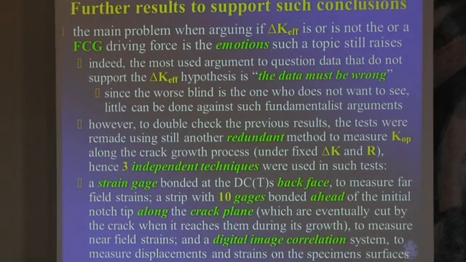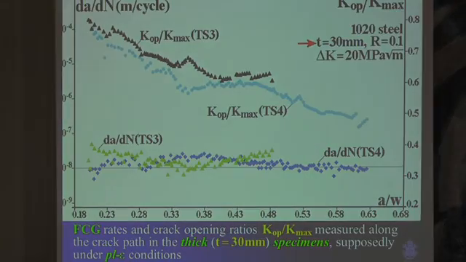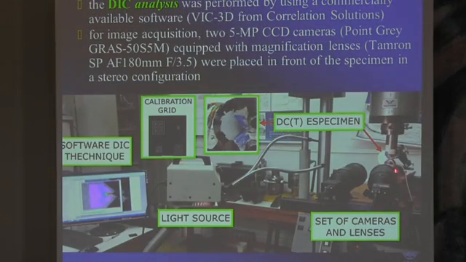The specimen is here. Here are the cameras from the digital image correlation system, illumination system, and we still use the back face strain and the strain gauges in the line of crack growth. So we made at the same time 4 different measurements: compliance measurements in the far field, compliance measurements in the near field, digital image correlation measuring the opening of the crack tip.